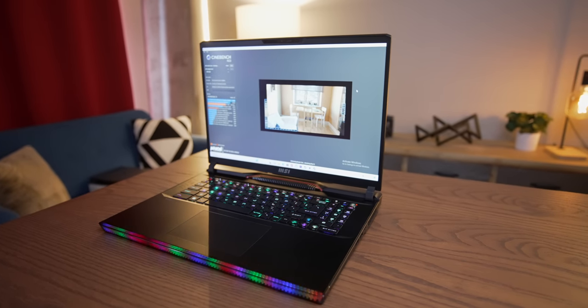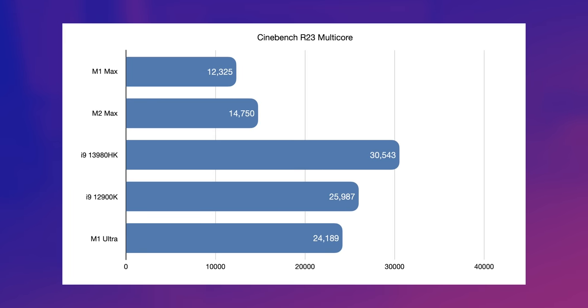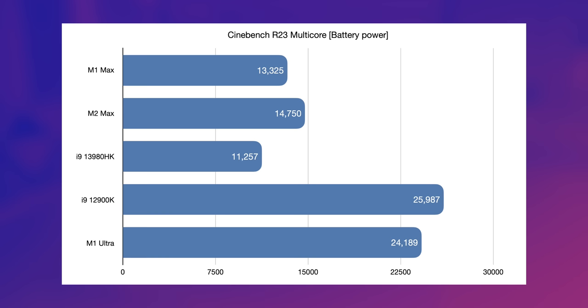versus being plugged in. That has a significant impact on our graph from earlier because we had the 13980HK as the most powerful CPU, but unplugged the laptop, and now it's the weakest. It's not even that much faster than a regular M2 chip.